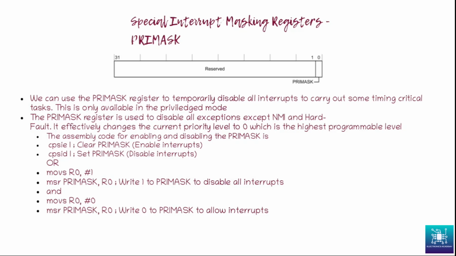Now, coming to the PRIMASK control register, this is used to mask. Masking an interrupt is basically disabling it. In the case of PRIMASK, it is disabling all interrupts except for the NMI, that is the non-maskable interrupt, and the hard fault. So it changes the current priority level to 0. That is, anything with a lower priority than 0 is masked. And here is the assembly code for disabling and enabling the PRIMASK interrupt register.